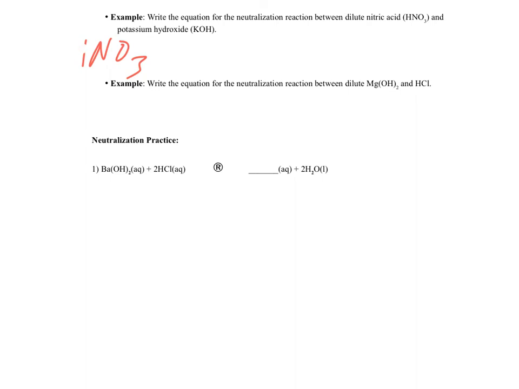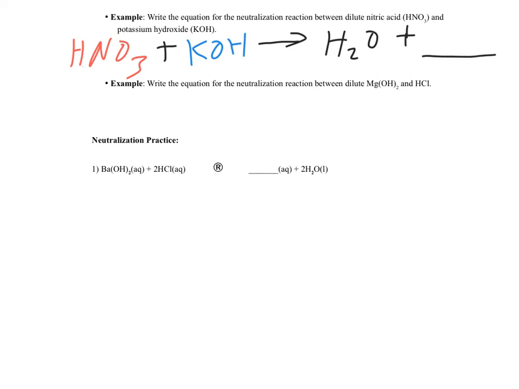Plus the base, which is KOH. This pen is so difficult. Again, I'm writing it this way because an acid plus a base is what a neutralization reaction is based off of. Should yield, well, I know it yields water, so I'm going to write water. And I know it's going to yield a salt, something else. I don't know what that is yet, so it's going to be something.